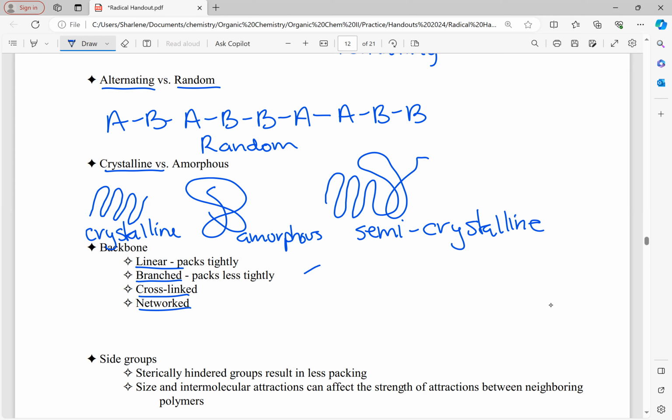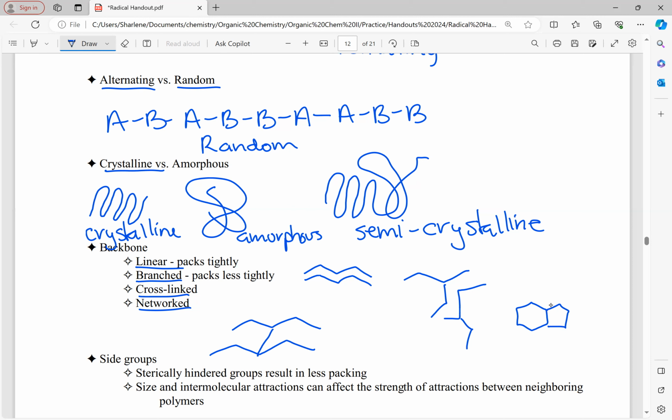So linear, we'll kind of put like that. Where branched, okay, those are harder to link together. Okay, so they don't pack as tightly. Cross-linked literally has a nice little attachment right there. And then networked are more in these ordered structures. And again, it depends on what you want the polymer to do, whether each packing is useful or not.